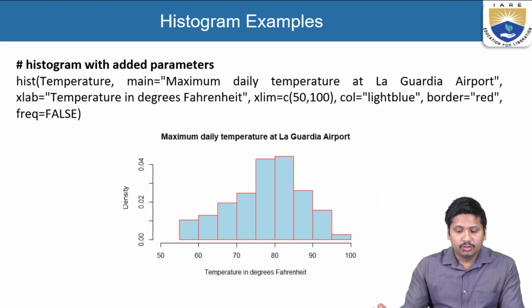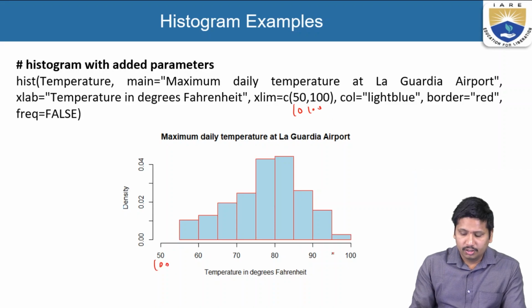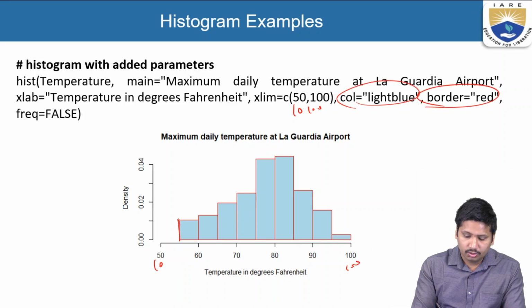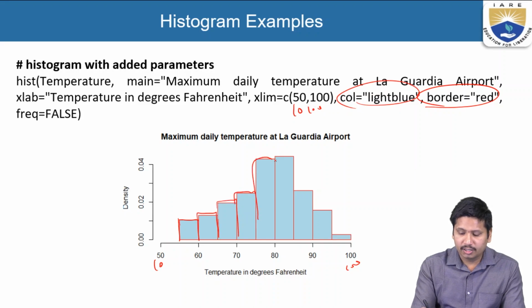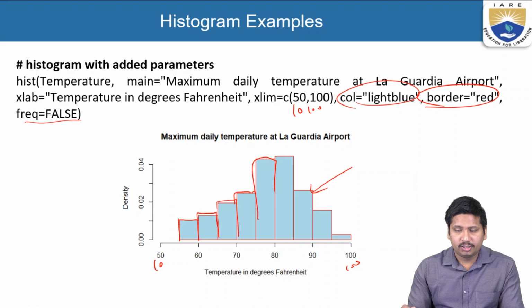And another thing I can do is change this value. Suppose I change it from 10 to 100, I can specify the value to start from 10 to 100, and then the color changed and the border also changed. Previously the border color was black, right? So I changed the border of the bars, and the frequency is false here. Like this I can add some extra attributes or parameters to the histogram.